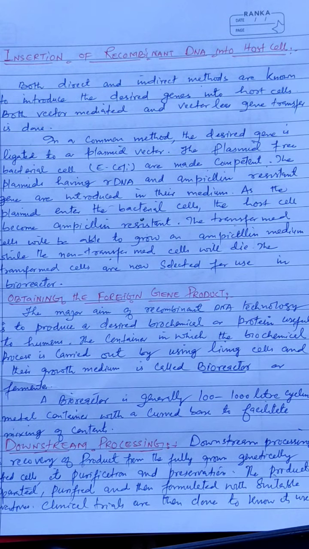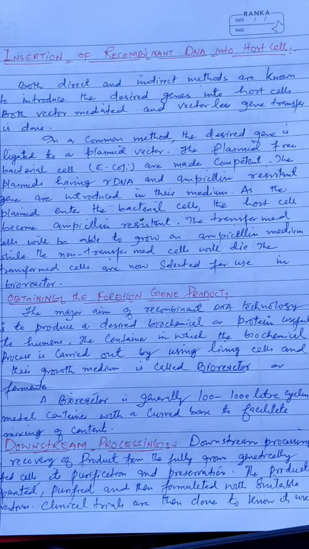So that's called a vector mediated transfer. We can also introduce the desired gene or the fragment of DNA directly into the cell or transfect into the cell, mostly in the eukaryotic cells or animal cells, with the help of many methods which we have already discussed, like direct gene transfer, that is gene gun transfer, or biolistic or microinjection and all that. But here most commonly we use the vector mediated transfer, that's the plasmid vector.